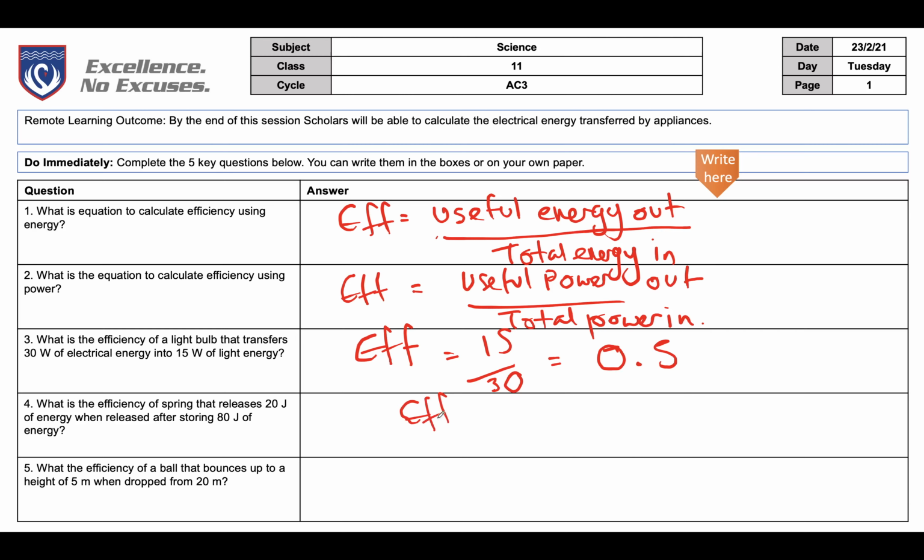The efficiency of a spring that releases 20 joules of energy after storing 80. So your efficiency is 20 joules divided by 80 joules, which is 0.25. Please note there are no units and we haven't multiplied this by 100, so it's not a percentage. What is the efficiency of a ball that bounces up to a height of 5 meters when dropped from 20? Well, we could work out the potential energy of each one, but we can see that this is 4 times smaller than this, so it's got to be 0.25. It only gets to a quarter of the distance.